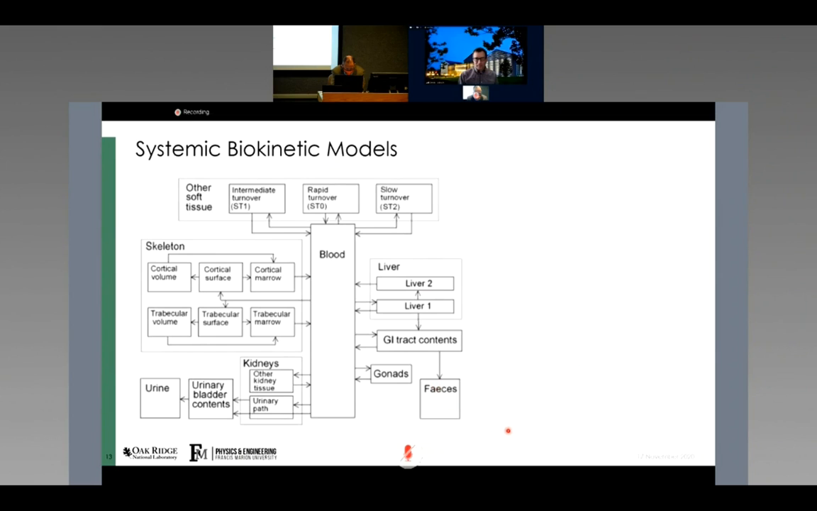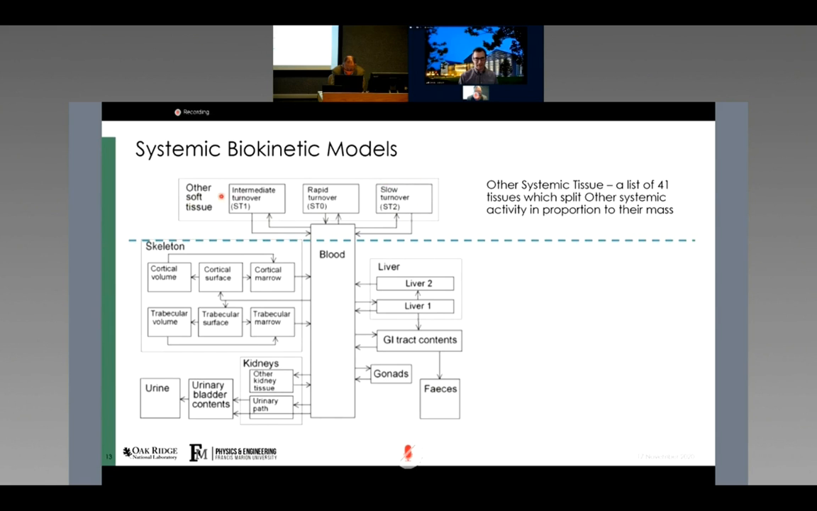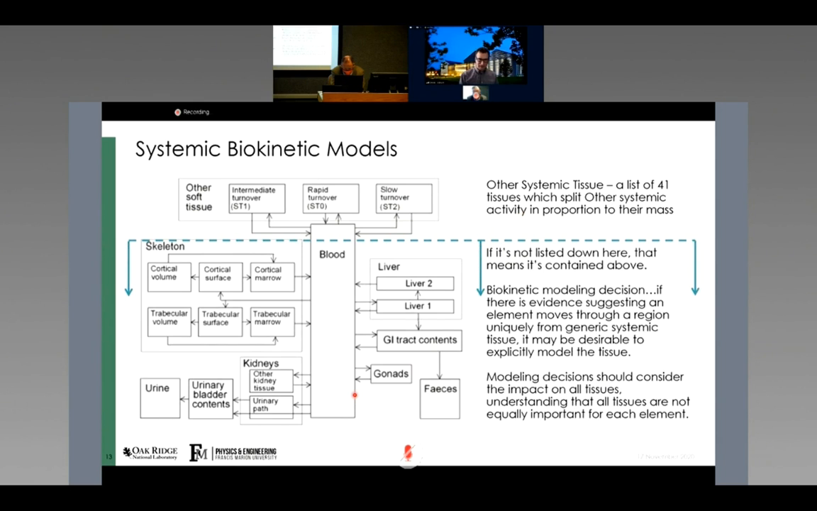So one more comment on biokinetic models. If we just talk about the systemic biokinetic model for a moment, I want to specifically talk about this piece up top here, the other systemic tissue. So this is a piece that can cause confusion. Other systemic tissue fundamentally is a list of 41 eligible tissues, which splits any activity in these other systemic boxes in proportion to the constituent mass. Okay, so what that means is if we have a tissue on this list that's not explicitly modeled below, then it is being modeled up here. It is part of other.